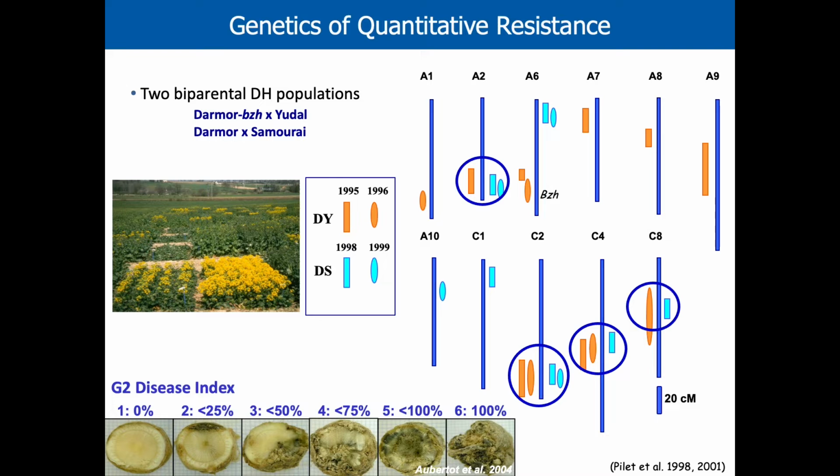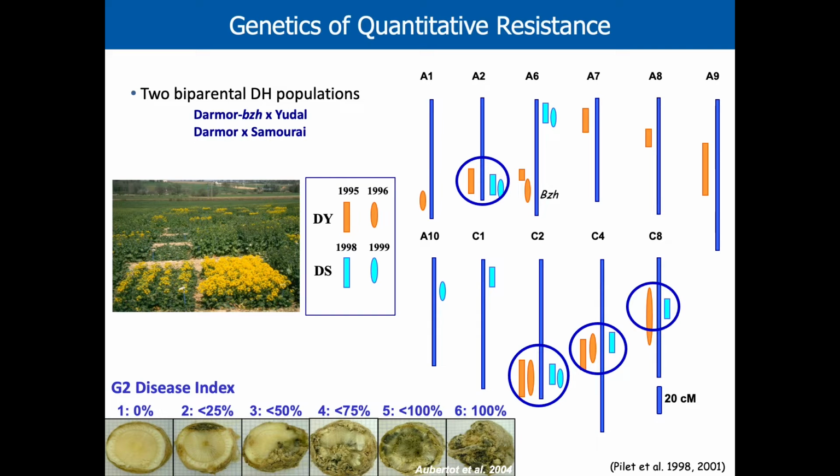In parallel with these studies, we initiated genetic analysis of quantitative resistance. We began with the study of 2 DH populations derived from Darmor. Darmor is a double low line derived from Jet Neuf, which was a well-known variety in Europe with a high level of quantitative resistance. Each population was evaluated during 2 years.